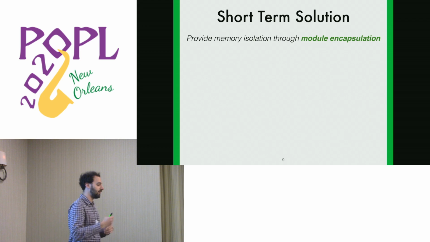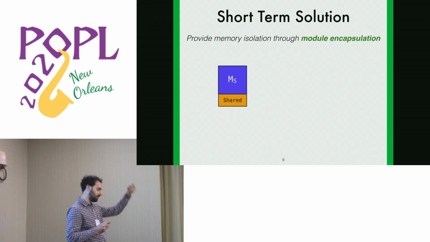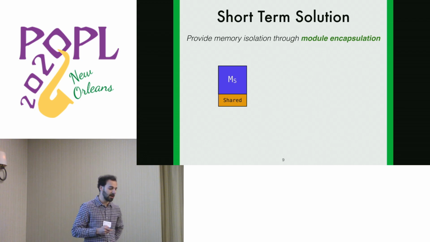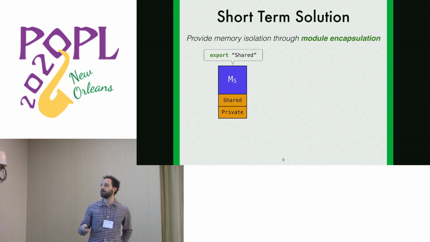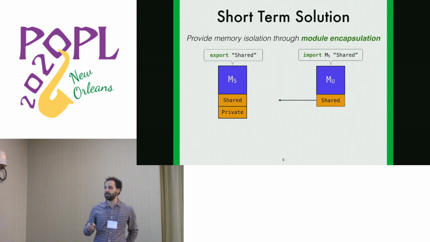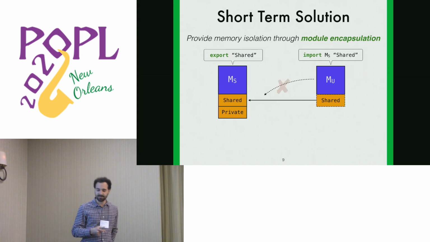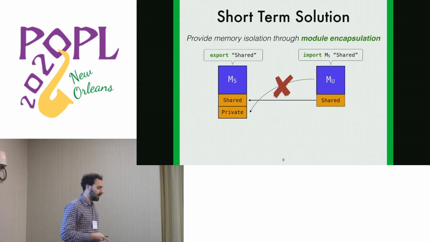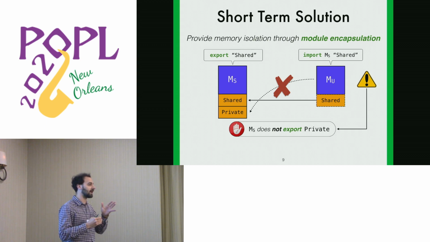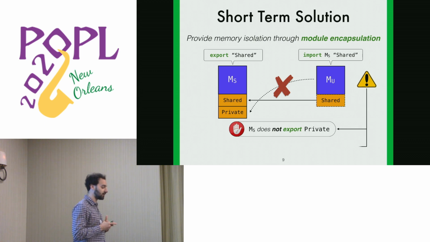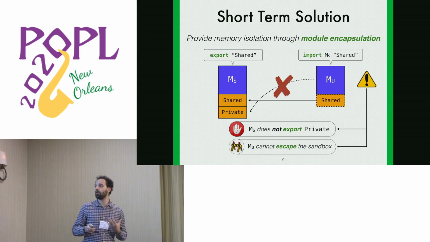The idea is to provide memory isolation through module encapsulation. In particular, when we have a safe module, that is a module compiled from the safe C program from before, we can export the shared memory, and we can define the private memory that we do not export. The untrusted module can import the shared memory and write and read from it directly, but it cannot access the private memory. This happens for two reasons. First of all, the untrusted module cannot address this memory. This is the validation step. And secondly, it cannot access the private memory by trying to overrun the shared memory because of the sandbox.